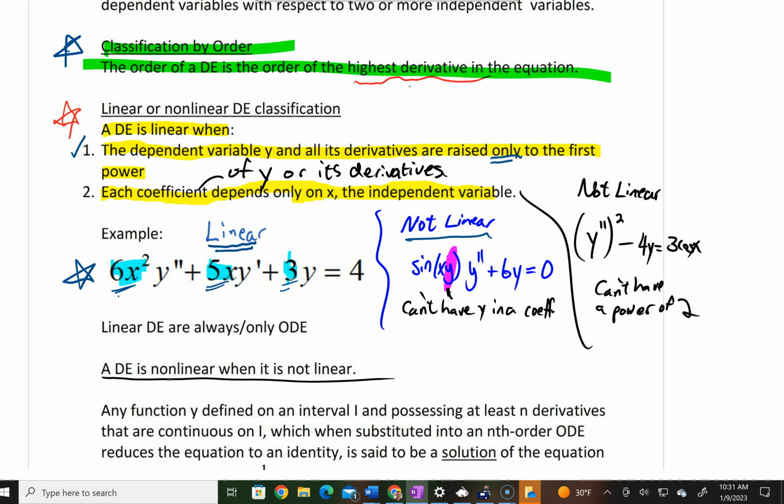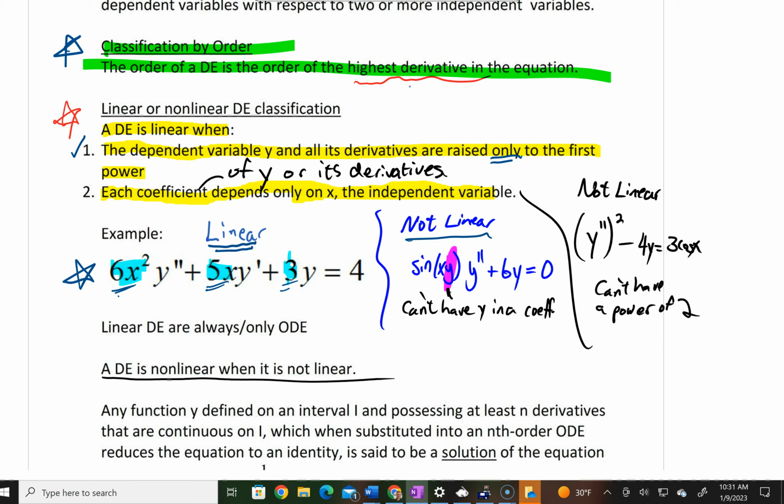And I'm using that color to really make it pop out. Okay, so that would be a way to not be linear, to be nonlinear. Take a look at the next differential equation: y double prime quantity squared minus 4y equals, it looks like I wrote 3 cosine x. The problem is you have y, or a derivative of y, raised to a power other than 1. You can't have a power of 2 for y or any of its derivatives. That would be nonlinear. So that's just basic.